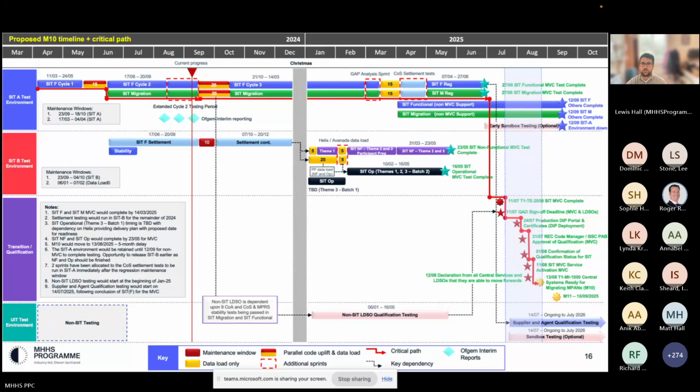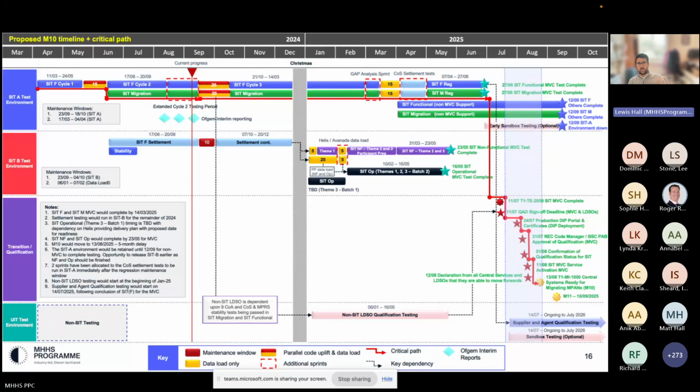Yeah. Which one? Sorry, just to clarify. Can we assume there'll be an impact on the wave qualification dates? So the wave qualification dates will move out. Yes, absolutely, because SIT functional needs to finish to enable the waves, or the supplier and agent qualification testing, to start. So the first wave would start on the 14th of July as articulated in this plan.